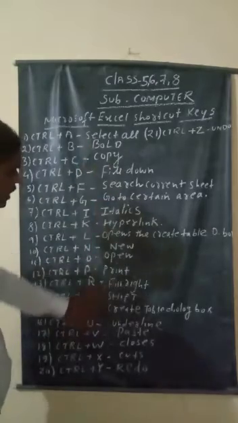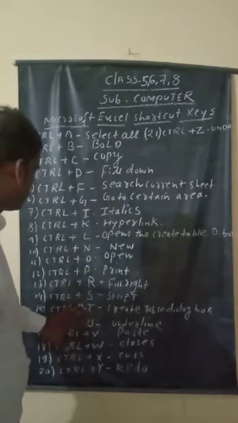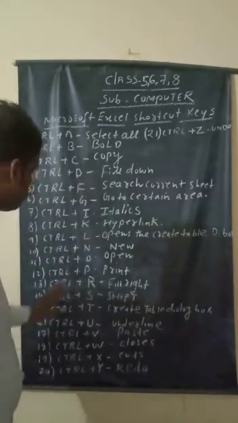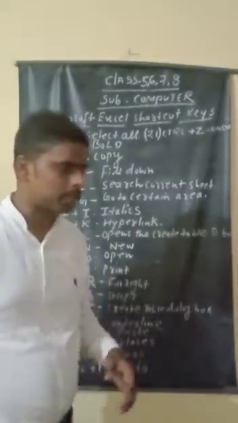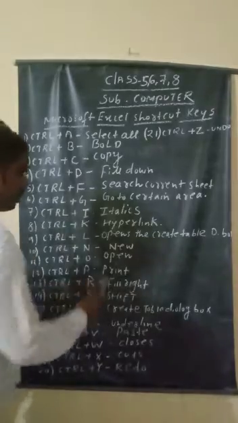Control plus P helps to print. Suppose you write anything in Excel, and you want to print it, you press the shortcut key Control plus P. By pressing Control plus P, you can print any documents.